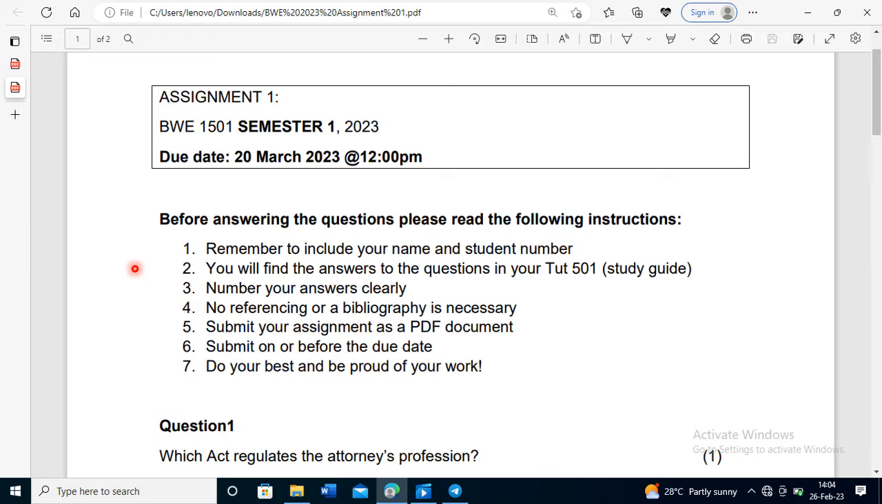Number 5, submit your assignment as a PDF document. Which means you need to make sure that you convert your assignment into a PDF, whether you have typed it or whether you have written it by hand. Some of you submit Word documents, but there's a problem with those, because if they try to open it and it has some problems, like it says file corrupted, they're just going to skip it and continue marking other assignments, and then you'll get 0. So just to be on the safe side, please make sure that you convert it into PDF.